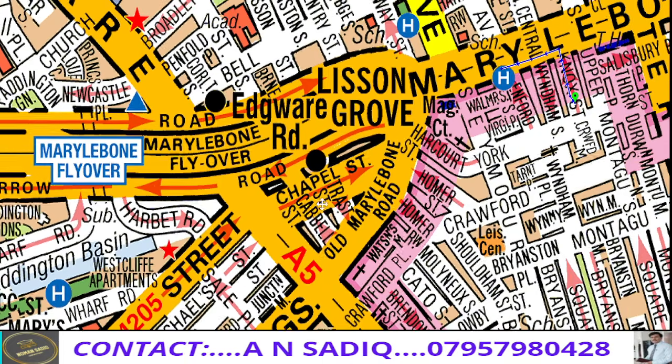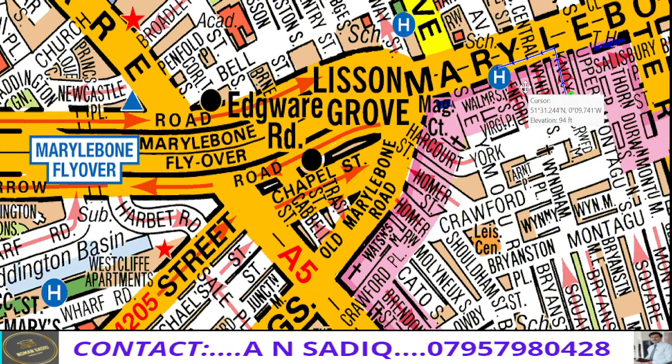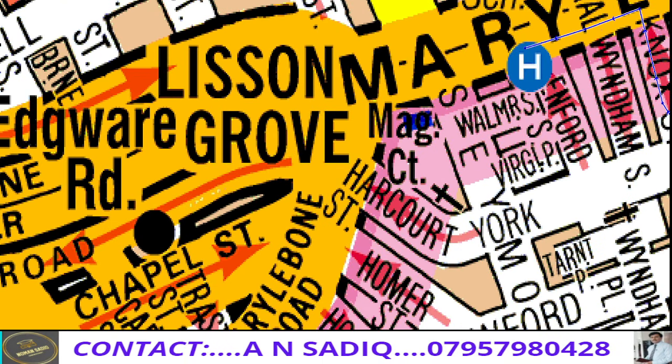Now I will draw the route from here. So I have started, I have made it bigger, or zoomed in. Then I will come like this and keep myself towards the left hand side of the road, and then I will come like this.